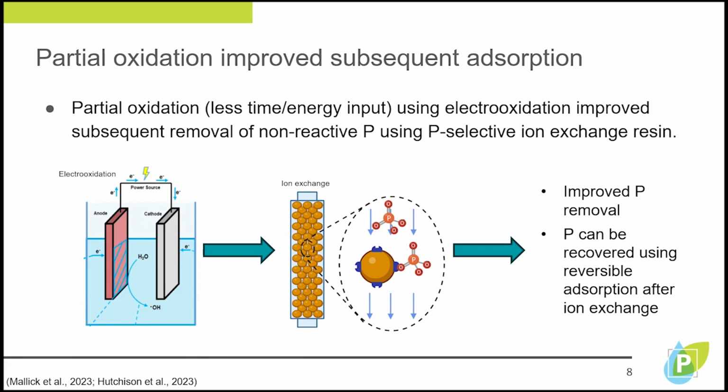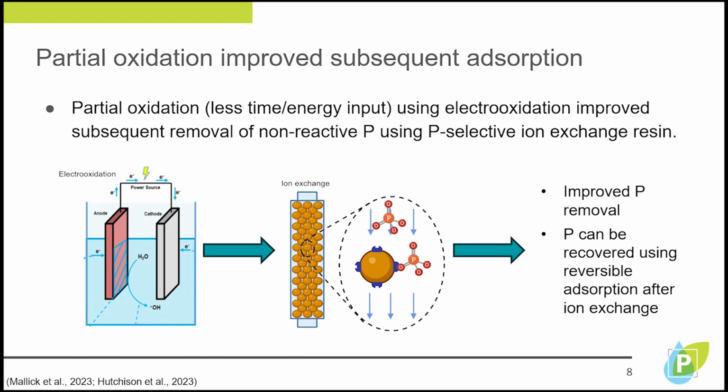Based on this, because we're not going to design that system with the primary goal of non-reactive phosphorus transformation, we took the partially oxidized water out of our electrooxidation system and then ran that through an ion exchange process using a phosphorus-selective ion exchanger, LayneRT.